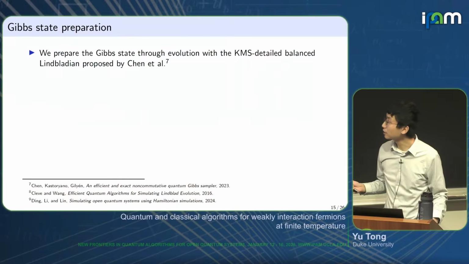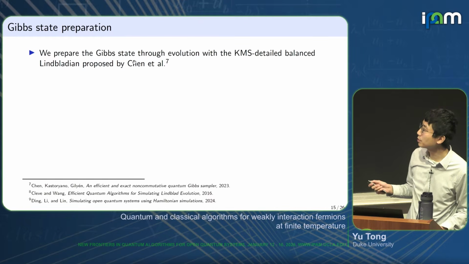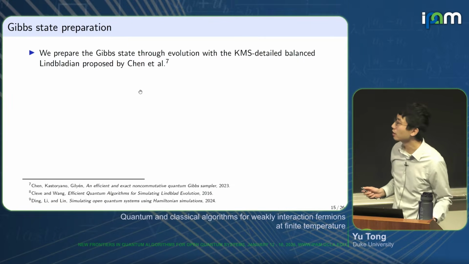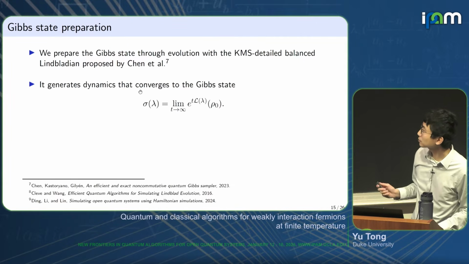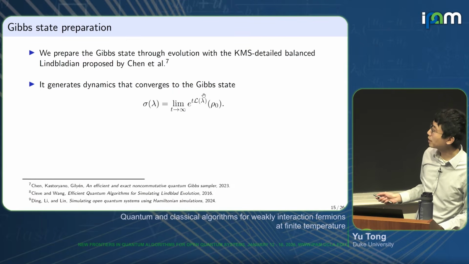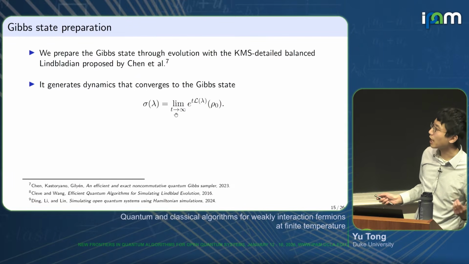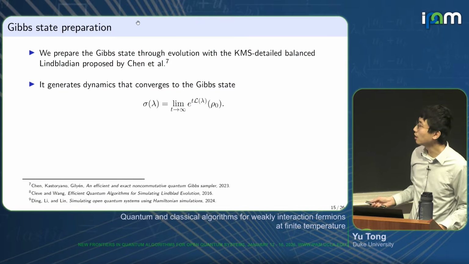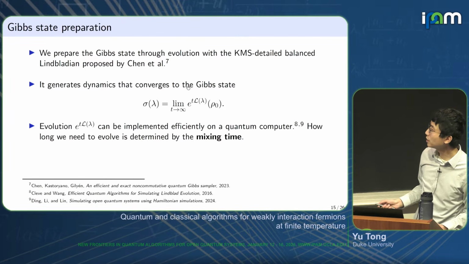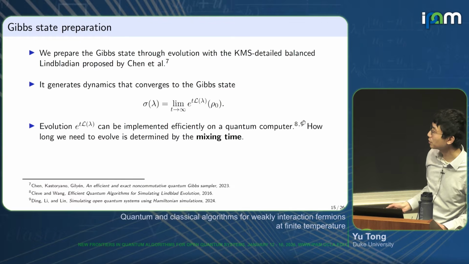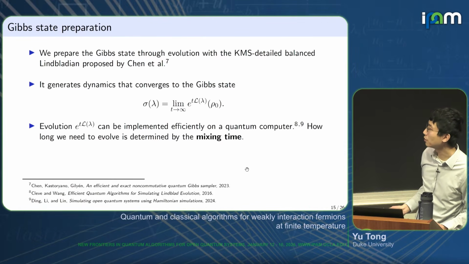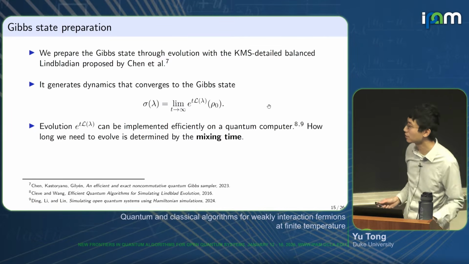We do so using this KMS detailed balance Lindbladian proposed in this paper by Chen, Kastoryano, and Gilyén. You have heard about it a lot of times. With this Lindbladian, which I denote by L of lambda, you start from any state, evolve with it for infinite time, and you will always get the Gibbs state. This evolution can be implemented efficiently on quantum computers. There are many ways to do so, so I only list the earliest work I could find and the latest work that seems to work the best.